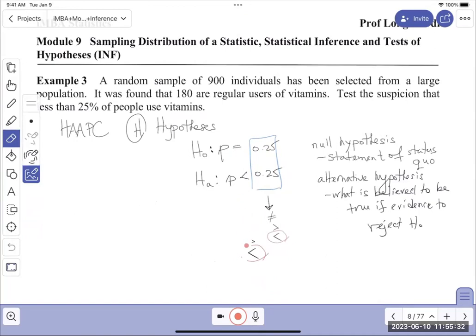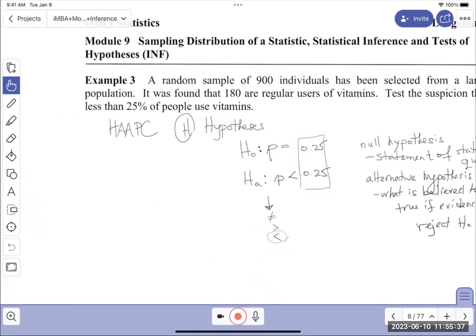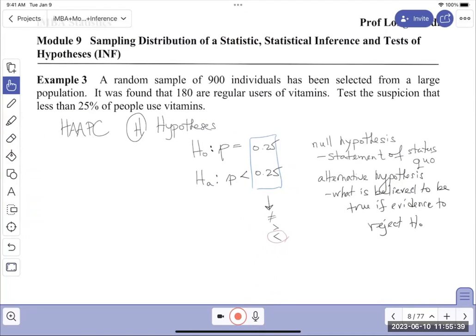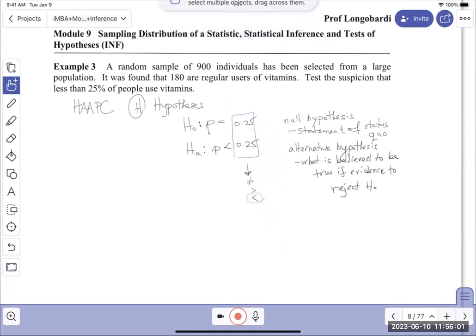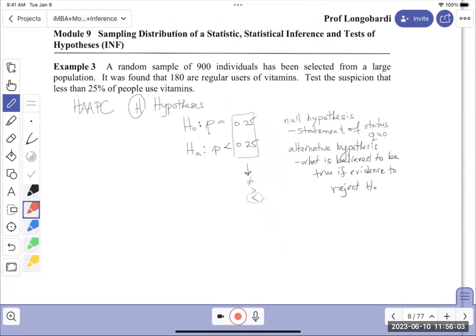Sorry, but wasn't the suspicion the belief? So the belief was less than 25%? Less than 25%. So the alternative would be more than 25, right? No, the suspicion is being tested. So we're going to assume this is true, and then we're going to look for evidence against it. And if there is, we're going to find that less than 25%. We're going to say we have evidence that less than 25% use vitamins.